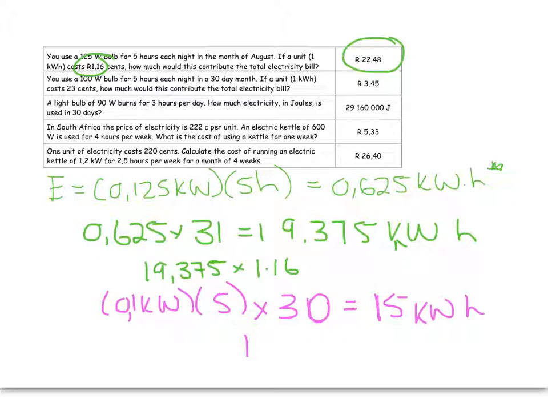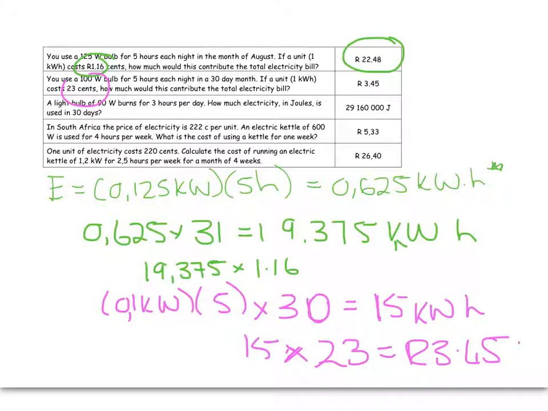And then if I take that 15 and I multiply it this time by only 23 cents, good news, somehow electricity is much cheaper in this question, you land up with R3.45.